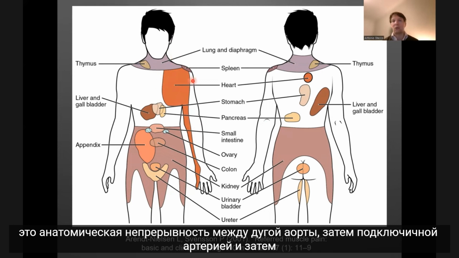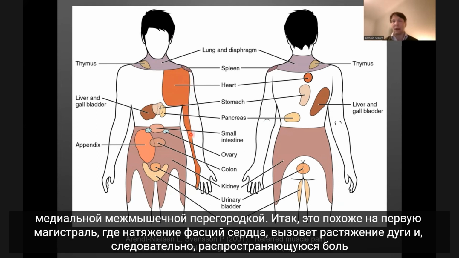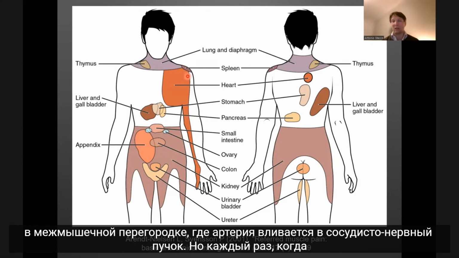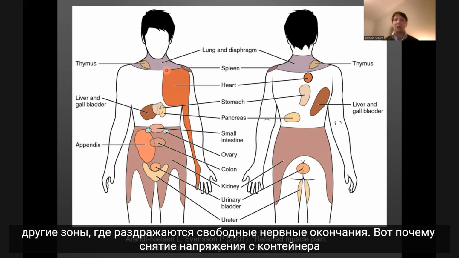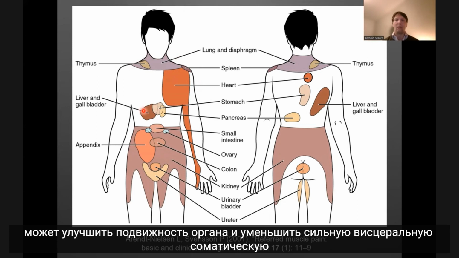So this is the anatomical continuity between the arch of the aorta, then the subclavian artery, and then the intermuscular septa. This is like the first highway where the tension of a heart that doesn't squeeze exactly in its axis will generate a stretch of the aortic arch, and so spreading pain in the intermuscular septa where the artery is merging in the neurovascular sheath. But anytime you have stiffness in another part, it can affect the way this tension is spread, the way you irritate the free nerve endings. So this is why releasing the tension of the container can improve the mobility or motility of the organ and decrease this severe viscerosomatic pain.